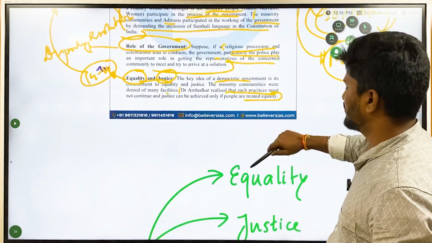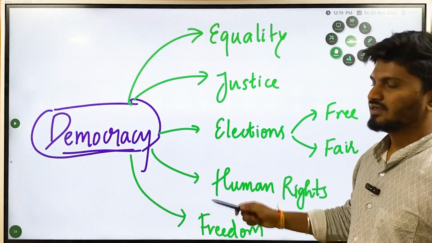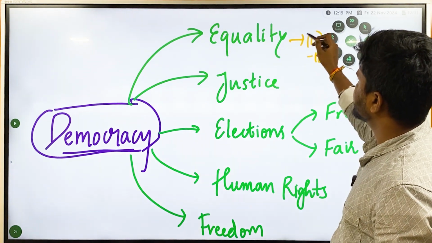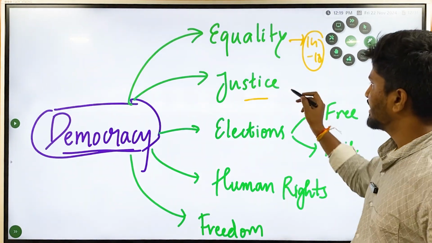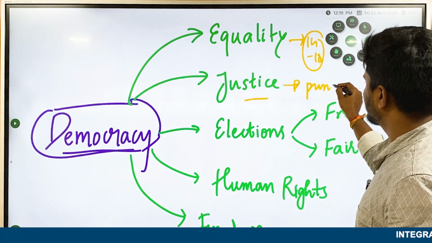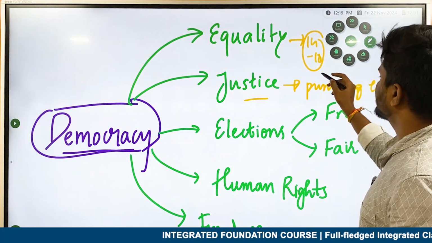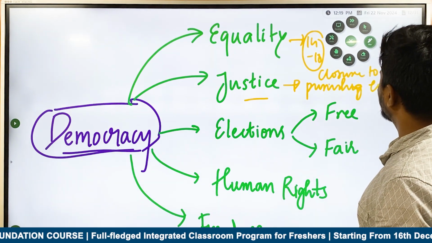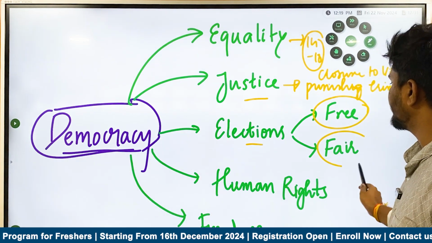Now to sum it up, what are the democratic elements? First and foremost is equality. Equality in India is provided under Article 14 to Article 18. And justice. Justice is harmonious interaction between different communities, punishing the criminal, and providing closure to the victims. Okay, this is justice.